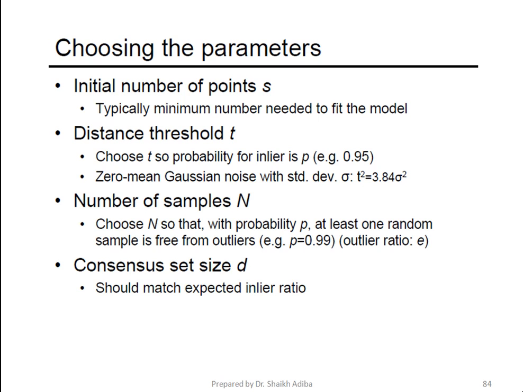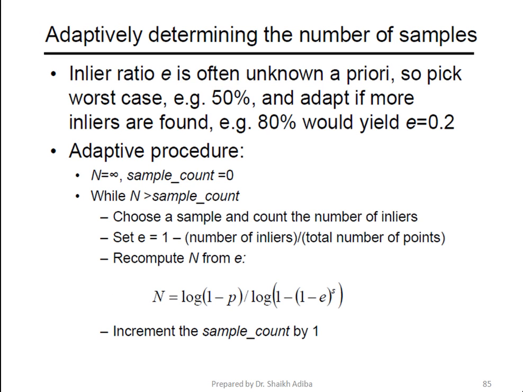Now the next parameter that we have to be careful about is consensus, that is, the set size T should match the expected inlier ratio. The set size D, which consists of the number of data points that exactly fit the line, should be equal to the expected number of inliers. Adaptively determining the number of samples here: the inlier ratio E is often unknown a priori. So pick the worst case, for example 50% inlier ratio, and adapt if more inliers are found.